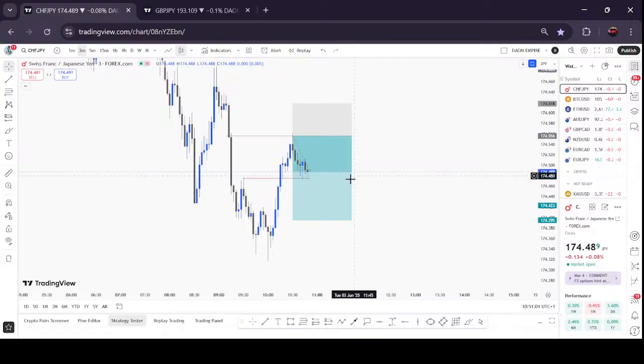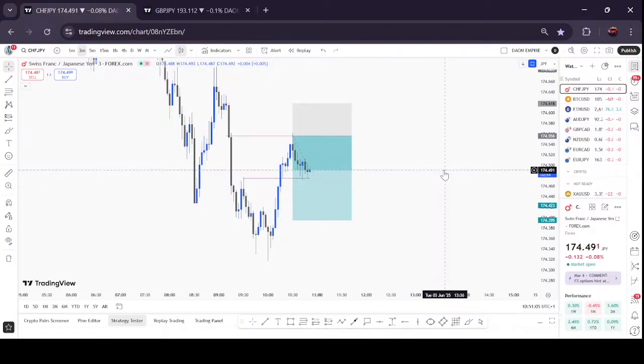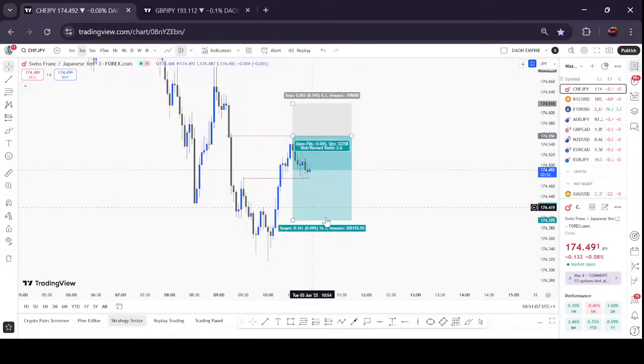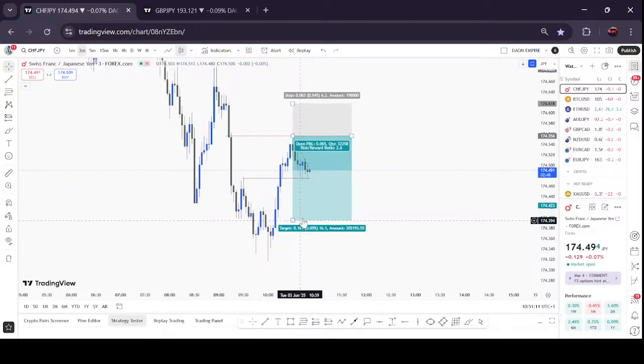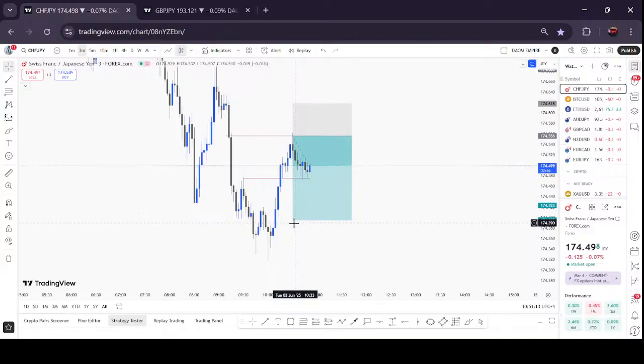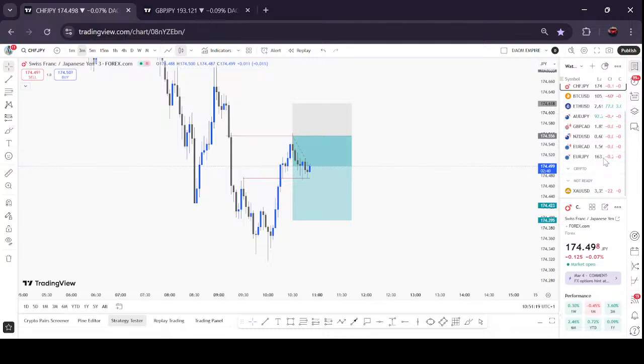Give glory to God for the knowledge. The moment CHFJPY closes below this guy, ladies and gentlemen, it's a confirmation for the sell.